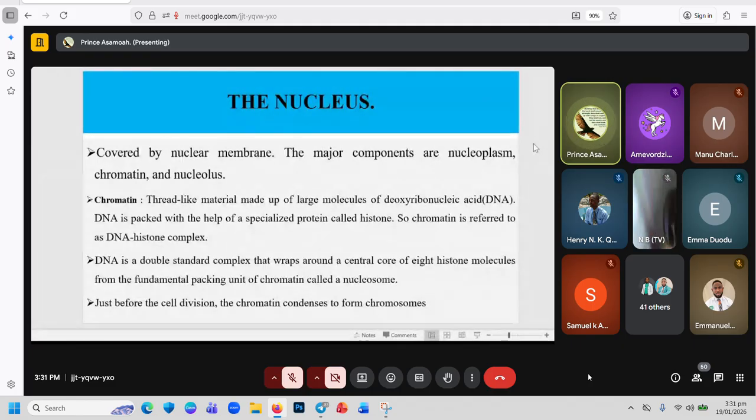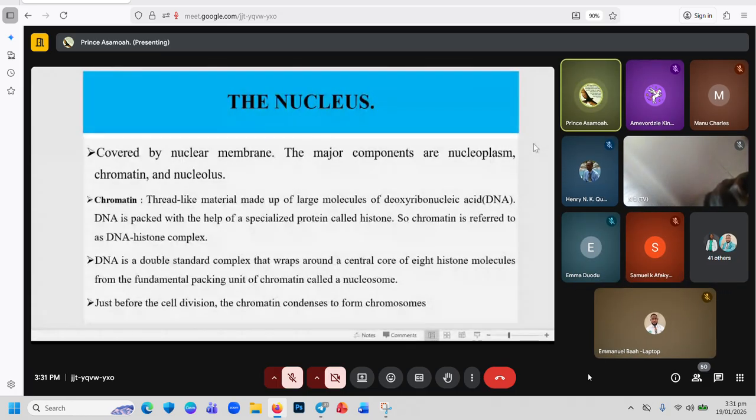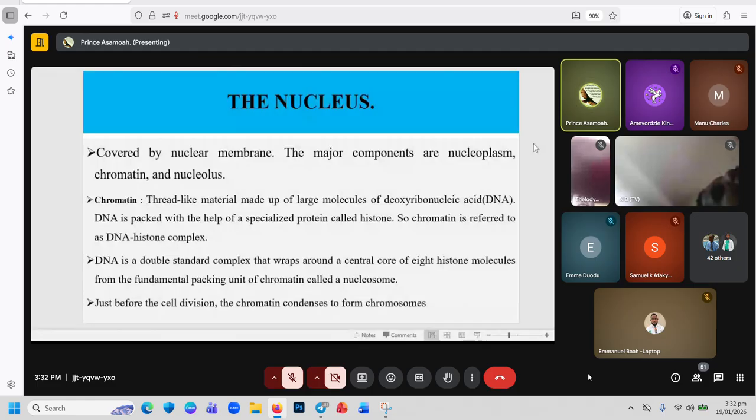So the chromatin is a thread-like material that is made up of large molecules of DNA. It is packed with the help of a specialized protein called histones. So let me paint a picture. When you cut open the nucleus, you will not see the DNA, but you are going to see something called chromosomes.